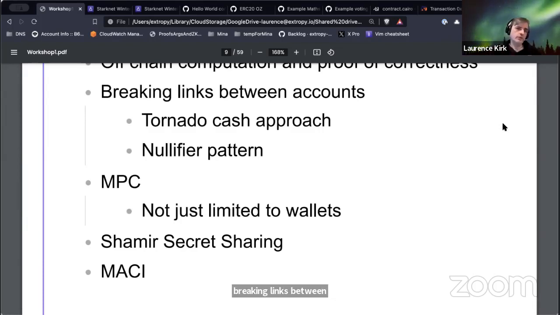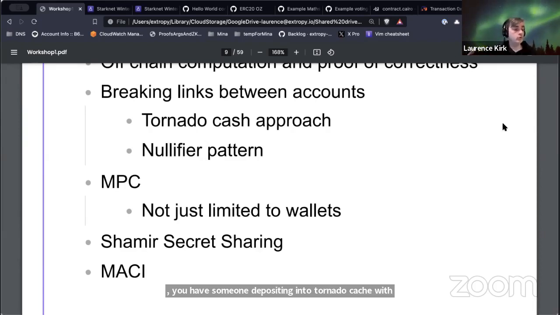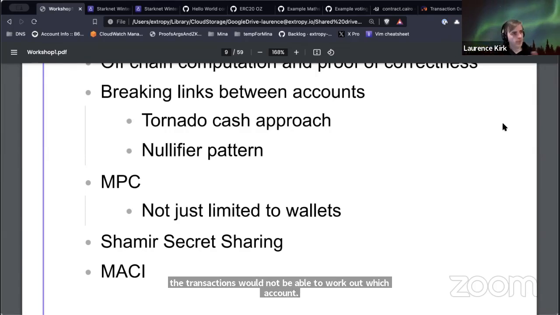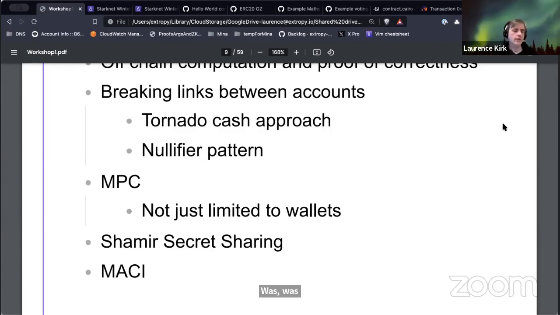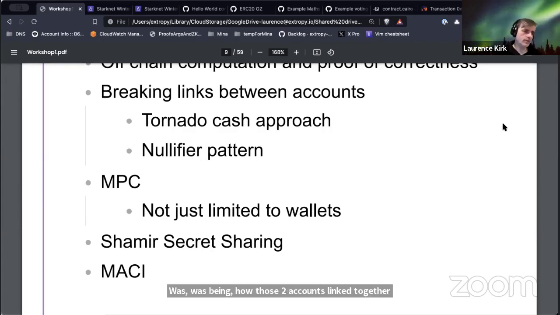If you look at the way that Tornado Cash works, you have someone depositing into Tornado Cash with one account and then using another account to withdraw funds from Tornado Cash. And there is no recognizable link between those two accounts. So somebody looking at the transactions would not be able to work out which account was being used, or how those two accounts linked together. And the way this is done is via what is called a nullifier pattern.